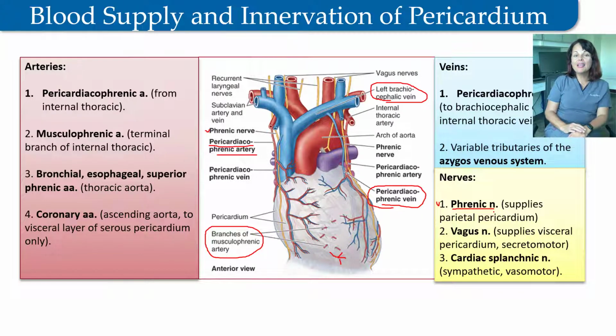The role of the vagus nerve in innervation of the pericardium is uncertain. But sympathetic trunks also send some branches here and they control the diameter of the vessels. The sympathetic fibers are vasomotor.